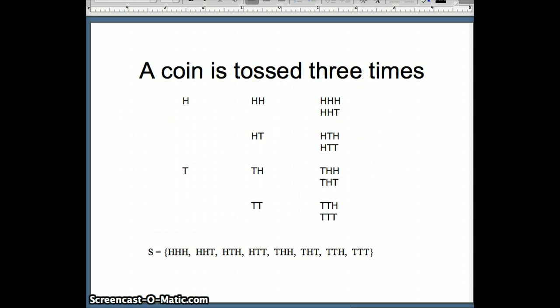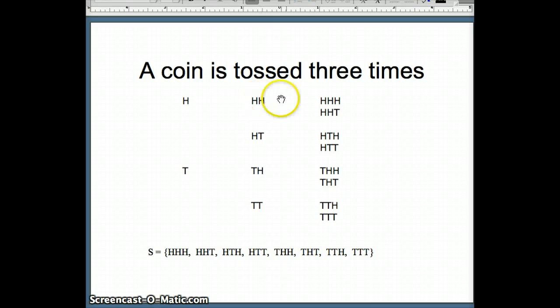Now, to flip a coin 3 times, we're going to extend that one more level. First flip is either heads or tails. Knowing the first flip is a heads, second flip is either a heads or tails. Knowing the first flip is a tails, second flip is either a heads or tails. So this would be the sample space for flipping 2 coins.